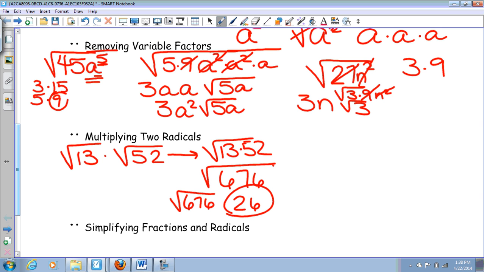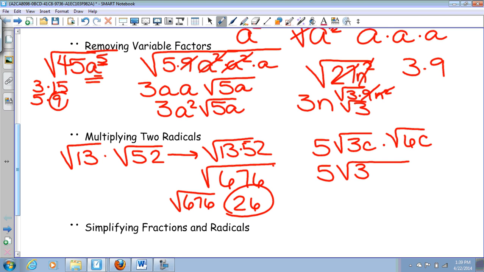Let's try one more here. Let's try B. This one's a little different. 5 times the square root of 3c times the square root of 6c. I like this one. So I have 5, it stays out front like a coefficient, times 3c times 6c. Right? So keep my 5. Let's simplify 3c times 6c. What's 3 times 6? 18. What's c times c? C squared. Hopefully you might have this memorized now.